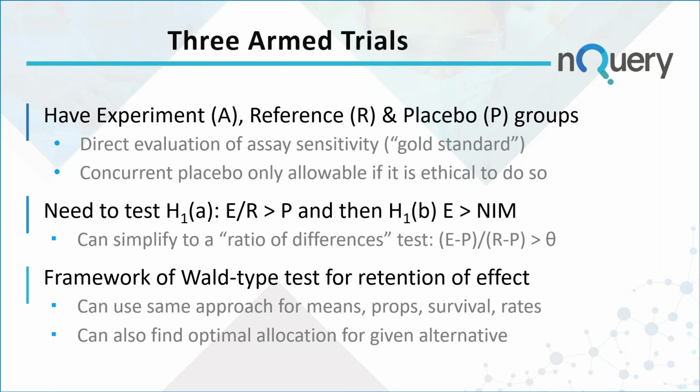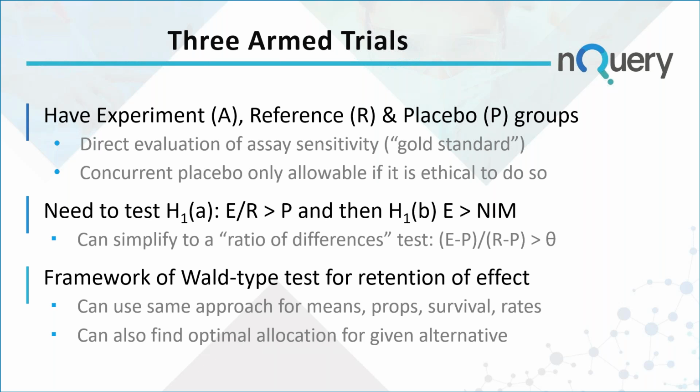But basically, it's just to note that if you could do this, it removes that assay sensitivity problem, but obviously only if you can ethically do that. If you're comparing to a very successful drug or treatment, obviously you can't do a placebo group in that case. This is a better way of doing things if you can do it, but obviously not applicable to all situations.